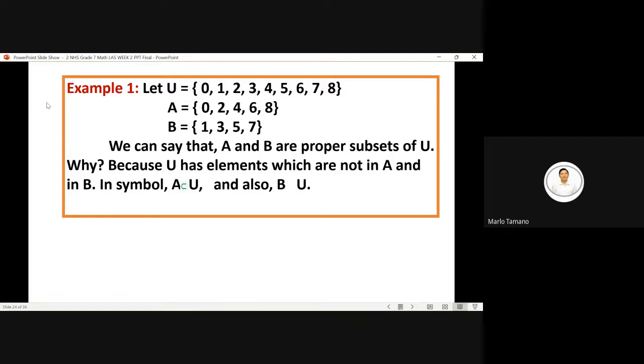Alright? Then, how about this B? B contains what? 1, 3, 5, 7. All of these are found at the universal set. So, 1, 3, 5, and 7. There are other elements of U which are not found at set B. Okay? So, ito po yun. Because U has elements which are not in A and also in B. In symbol, A is a proper subset of U and also B is a proper subset of U.